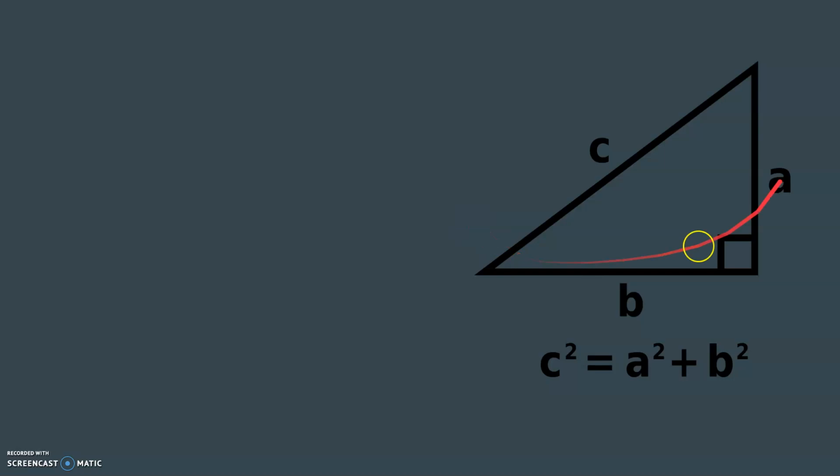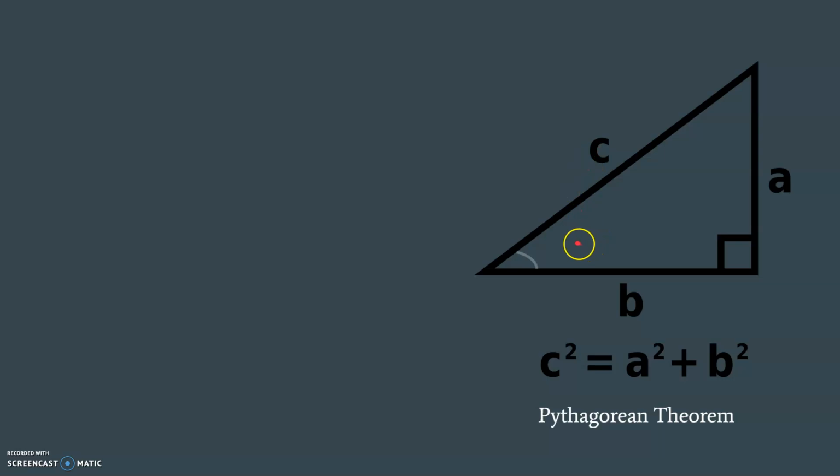So looking at this right triangle right here, B is the base, A is the height, and C is the hypotenuse. From looking at this triangle, we know that this is related to the Pythagorean theorem. The Pythagorean theorem says A squared plus B squared is equal to C squared, the hypotenuse. And essentially in this video, I want to explain how we can relate trig functions to the Pythagorean theorem.